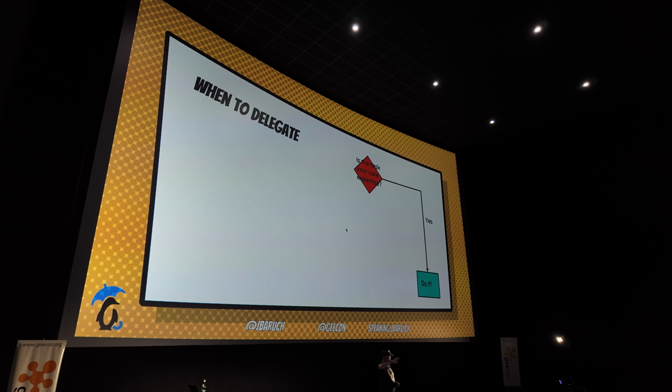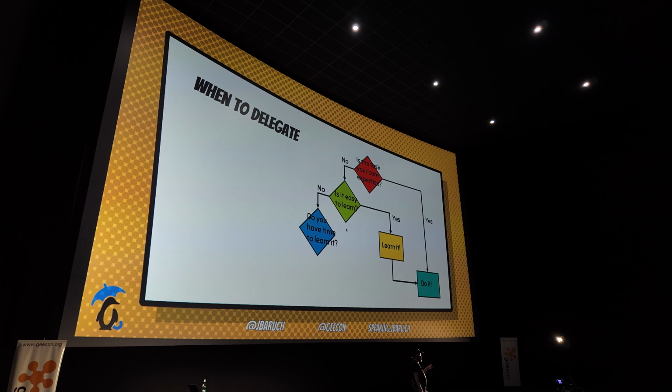If it's not, is it really easy to learn? You want to learn more. You want to learn new stuff. If it's something that you can read about and it's easy, go ahead, learn it, and then do it. If it's not easy to learn, it might still be worth learning. The next question is, do you have time to learn this new complicated thing? If you do have time, learn it and then do it. If you don't, delegate.